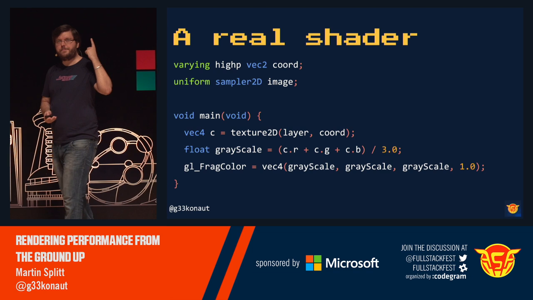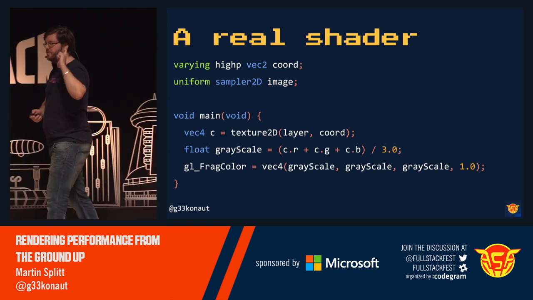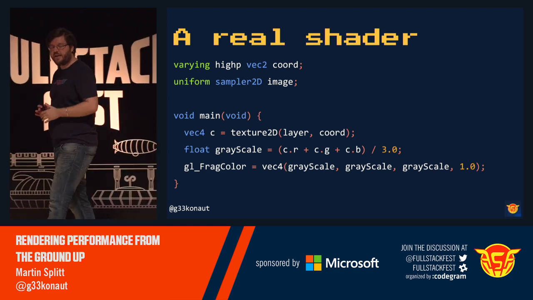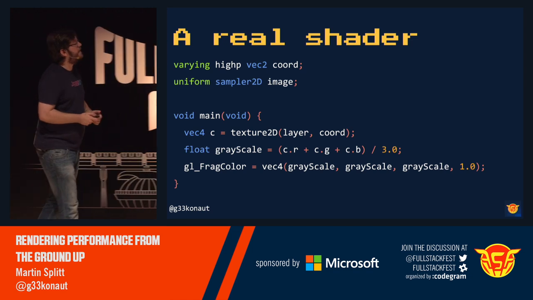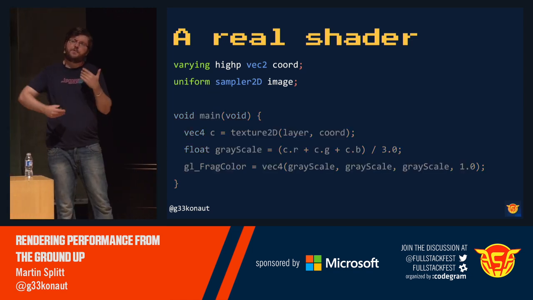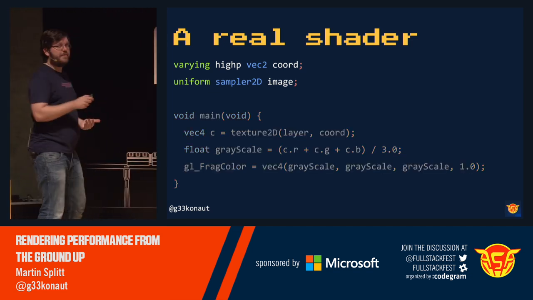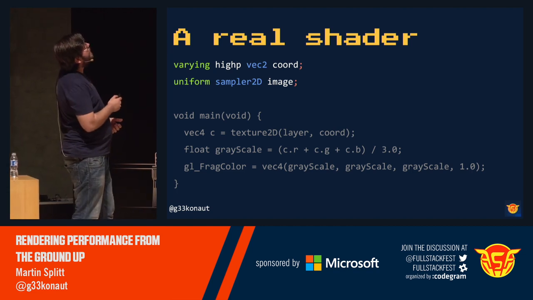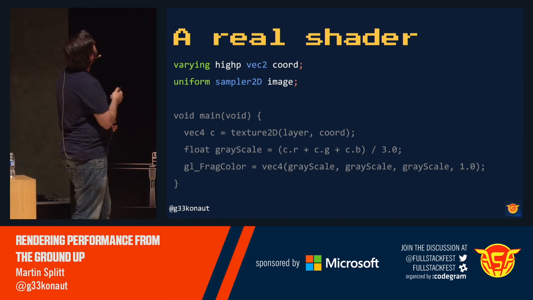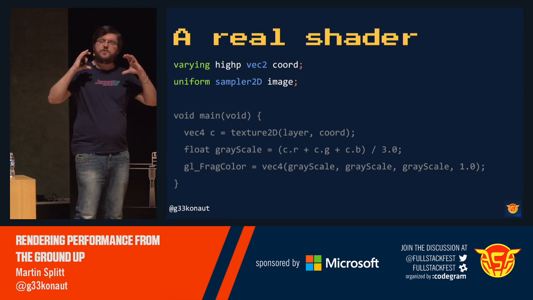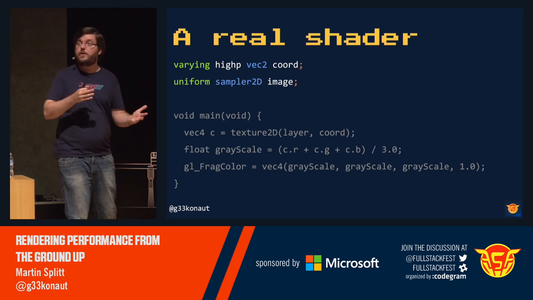And this is a real shader. This is a shader written in GLSL, the OpenGL Shading Language. Let's break it down real quick. First, we have two variables that come in. The semicolon is not optional, just saying. And we have data types here. The vec2 is basically an array with two items in it. It's an x and y coordinate.